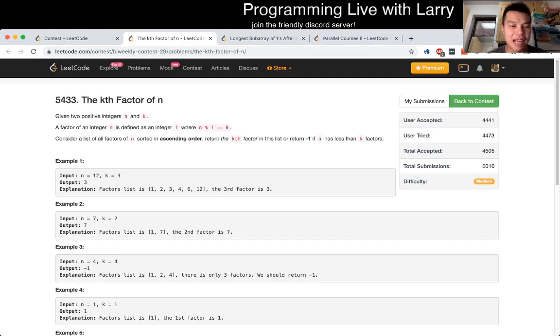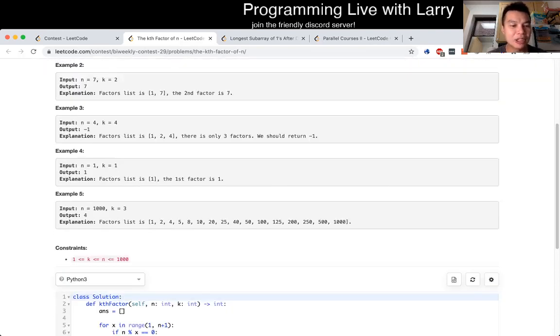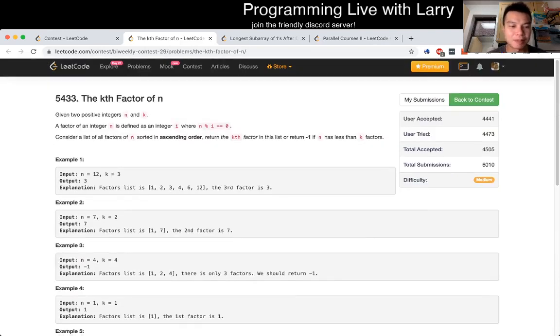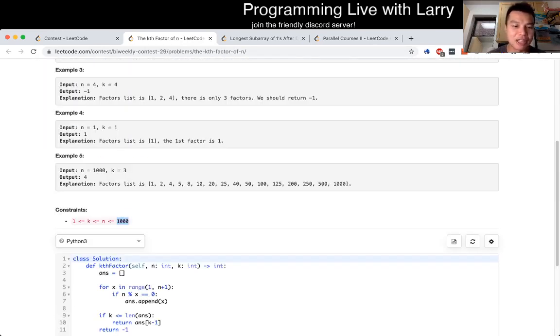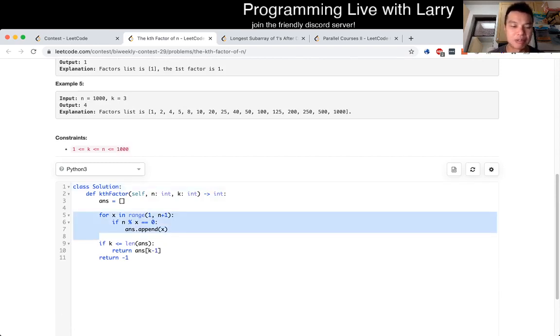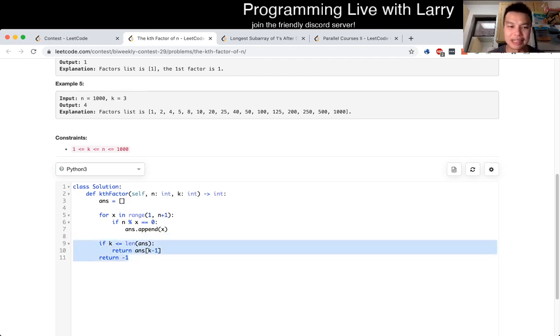Q2, the kth factor of n. It could have been interesting, but because n is less than 1,000, you only have to do a linear search to count all the factors and then return the kth element, with a bound check that if it doesn't have k elements, then return -1.